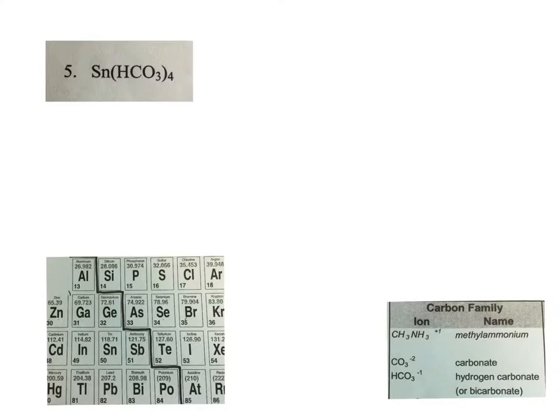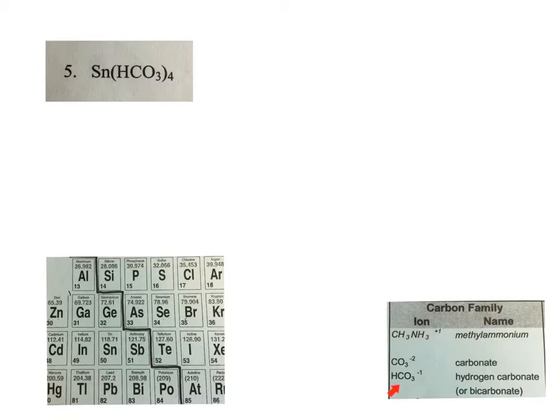The first thing that I see on this problem is that I have more than two elements, so it's not a binary compound, it's a polyatomic compound. The thing that's really going to give that away is the fact that we have this polyatomic ion in parentheses, which means that we're going to have to use the polyatomic chart and we're going to identify that ion.